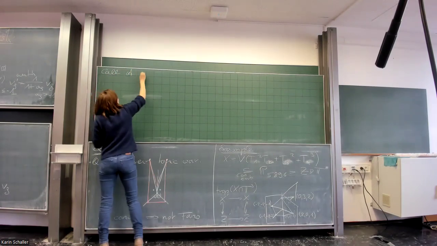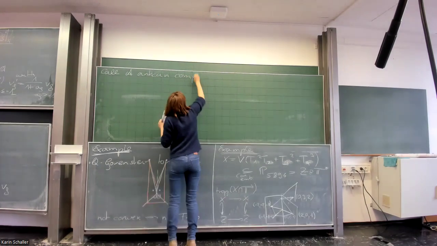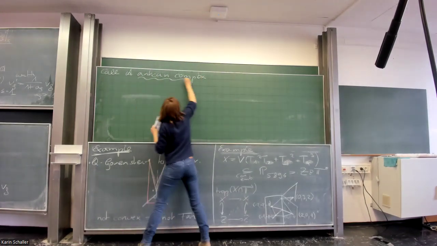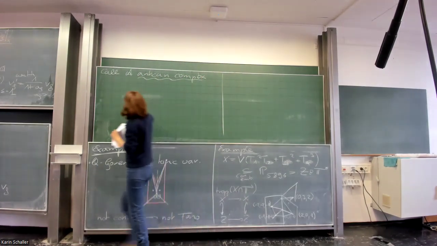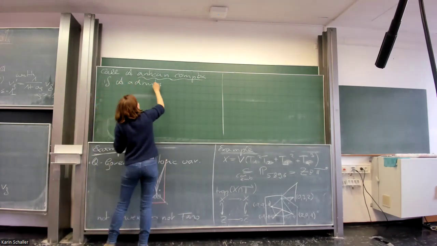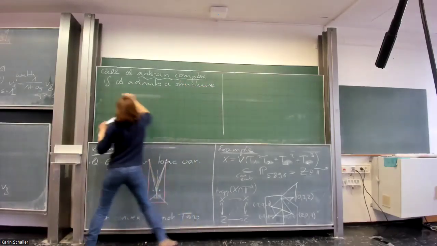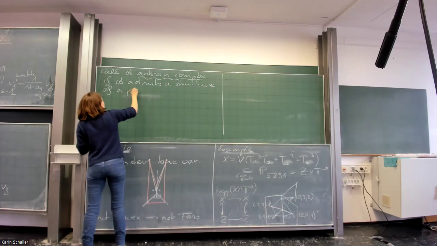An anticanonical complex has the structure of a polyhedral complex.